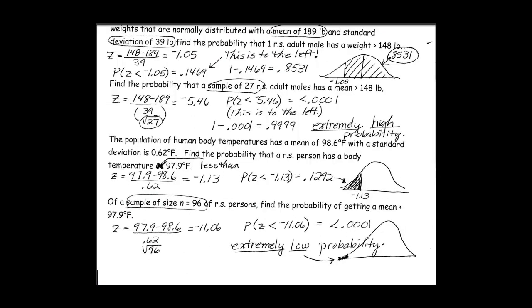Okay, the next one: the population of human body temperatures has a mean of 98.6 with a standard deviation of 0.62. Find the probability that a randomly selected person has a body temperature, I should have written in here, less than 97.9. So please make that adjustment if you don't have it adjusted on your paper already. It wouldn't make sense if I said equal, but less than.